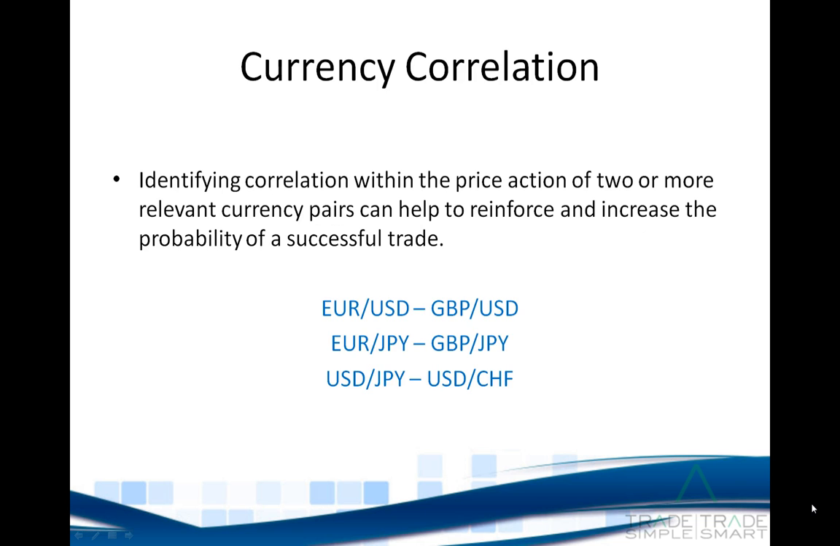So identifying correlation within the price action of two or more relevant currency pairs can help to reinforce and increase the probability of a successful trade. Earlier on in this course, you learnt that many currency pairs will move in line with each other the majority of the time. Examples of this were the euro dollar and the sterling dollar, the euro yen and the sterling yen, and also the dollar yen and the dollar Swiss.